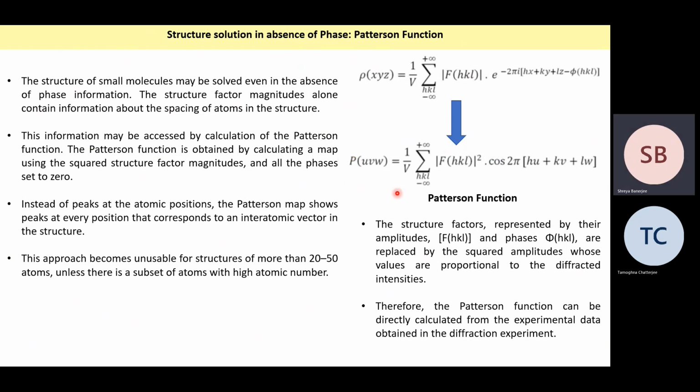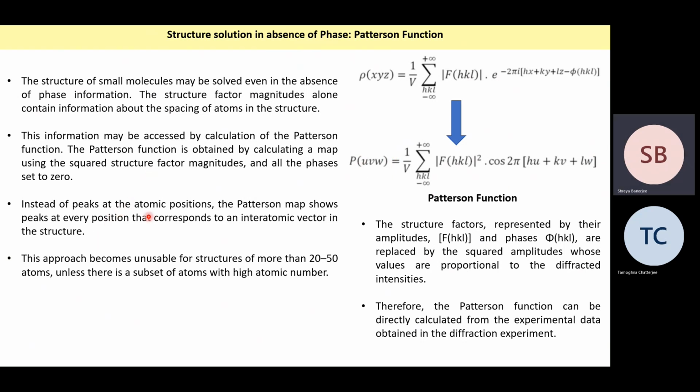This information can be accessed by calculation of the Patterson function. The Patterson function is obtained by calculating a map using the squared structure factor magnitude and all the phases set to 0. So if you set the phase phi to 0, and you expand e to the power minus 2 pi i using the Euler formula, e to the power ix is cos x plus i sin x. If you expand it using that formula, considering phi as 0, you will get this equation, and that is called the Patterson function.